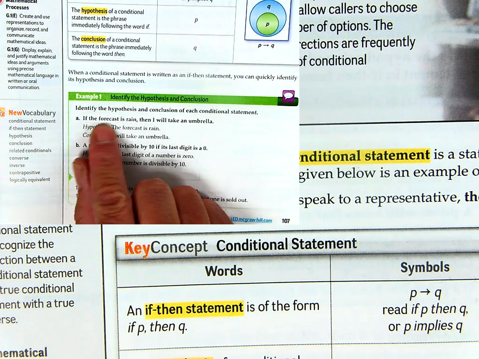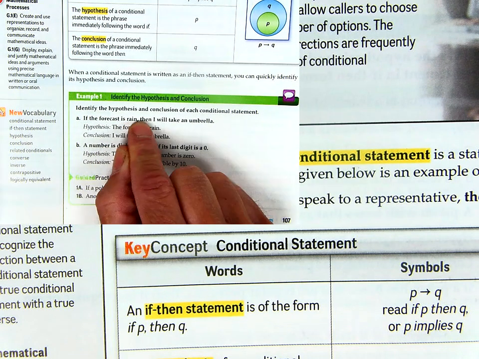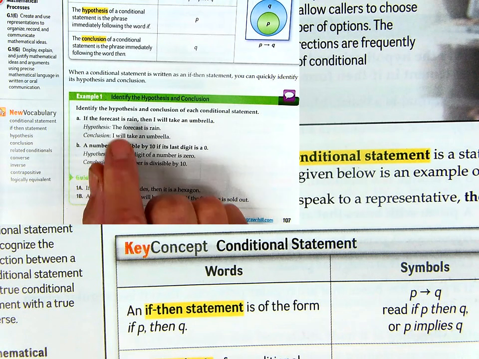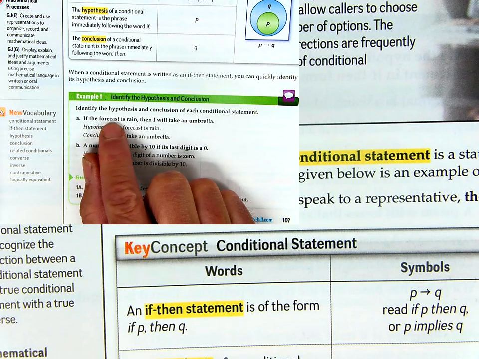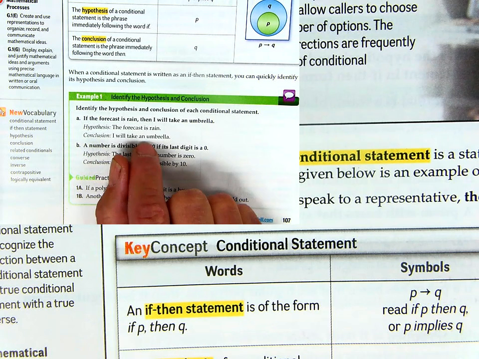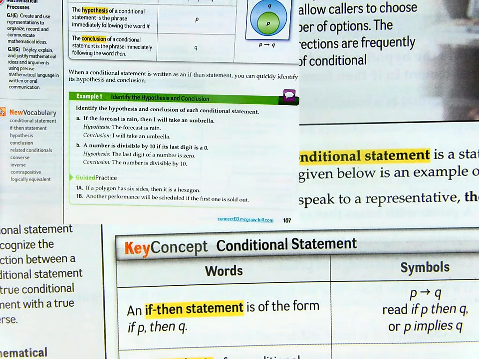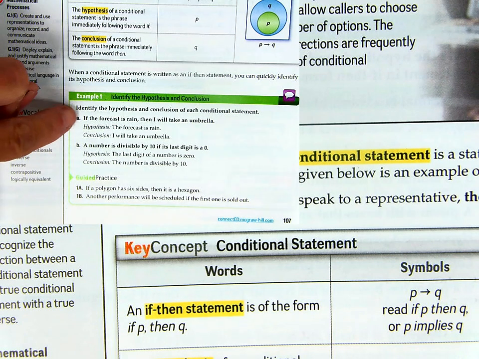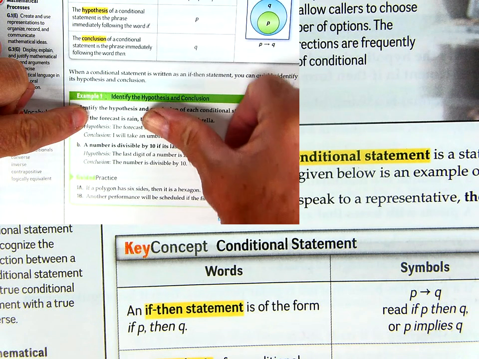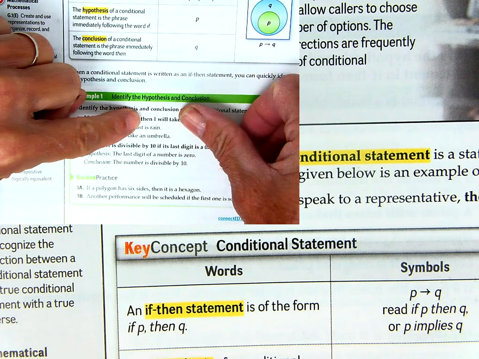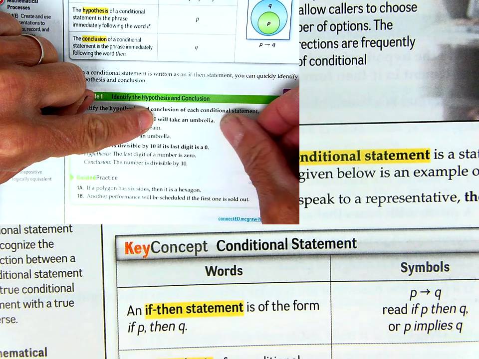If the forecast is rain, then I will take an umbrella. The P part: the forecast is rain. The Q part: I will take an umbrella. So if you're asked to write the hypothesis, you would not put the word if with it. There's the hypothesis right there. If you're asked to write the conclusion, you wouldn't put the word then with it.